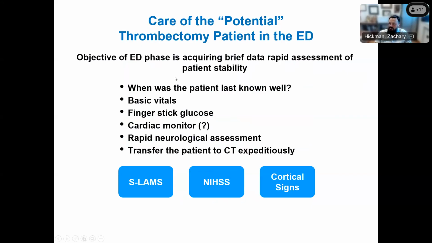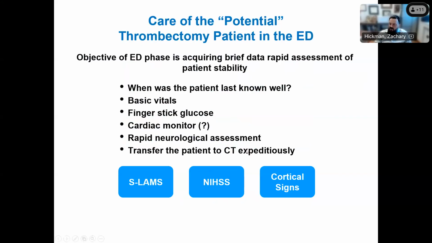So the objective during the ED phase is to acquire brief data and rapidly assess the patient's stability. We want to know when the patient was last unwell. This gives us our time frame: are they in that 0 to 6 hour window, or is it more than 6 hours? We want basic vitals and a glucose. We might need to put them on a cardiac monitor, particularly if they've had syncope or have pre-existing cardiac disease. We want a rapid neurological assessment, and then we want to get them into the CT scan and get a CT and a CTA rapidly.